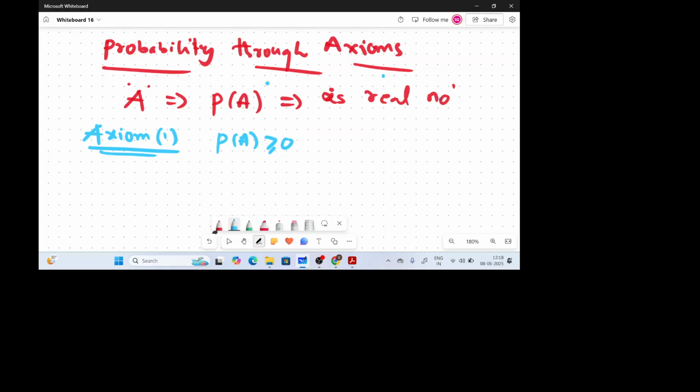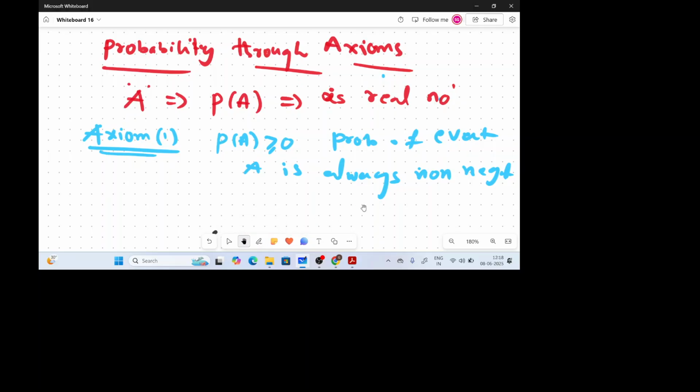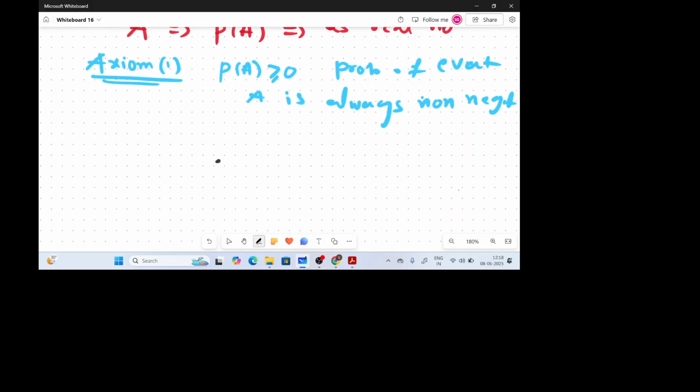That is, the probability of event A is always a non-negative real number. This is axiom 1, right? So it is always a non-negative quantity, we can say, right?